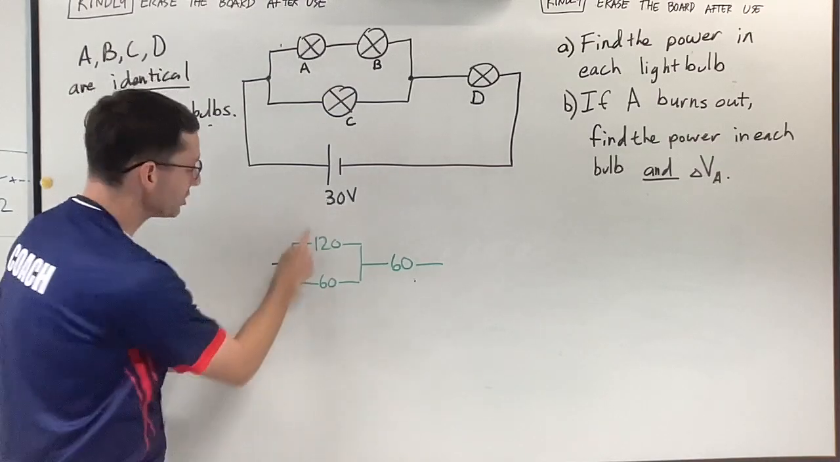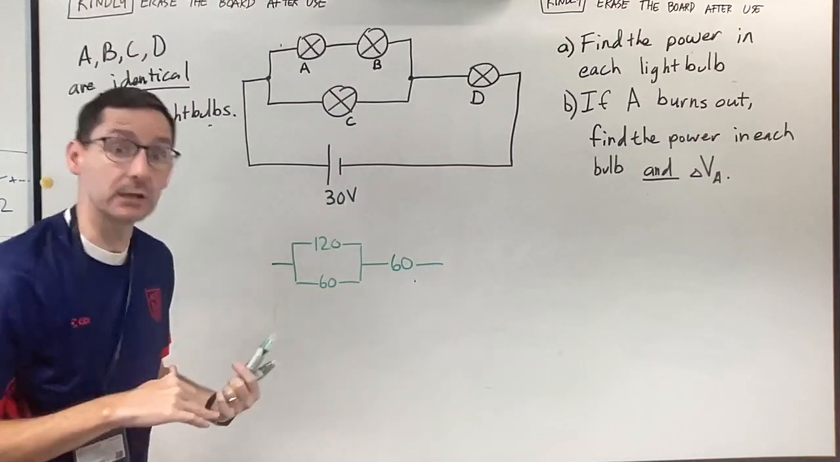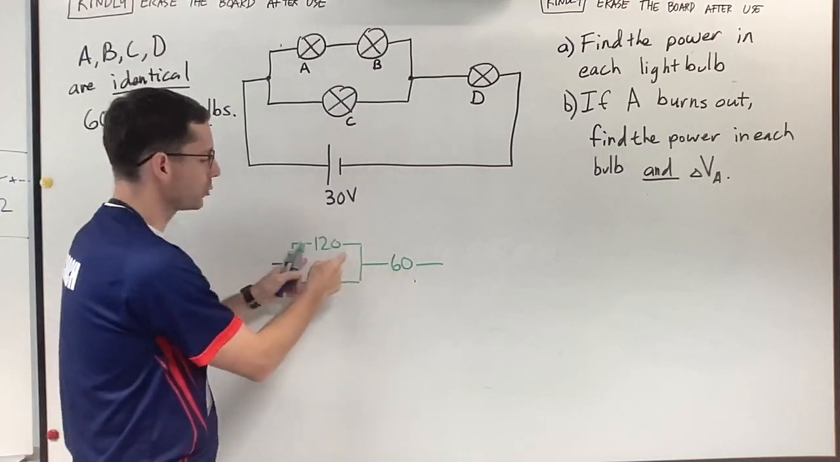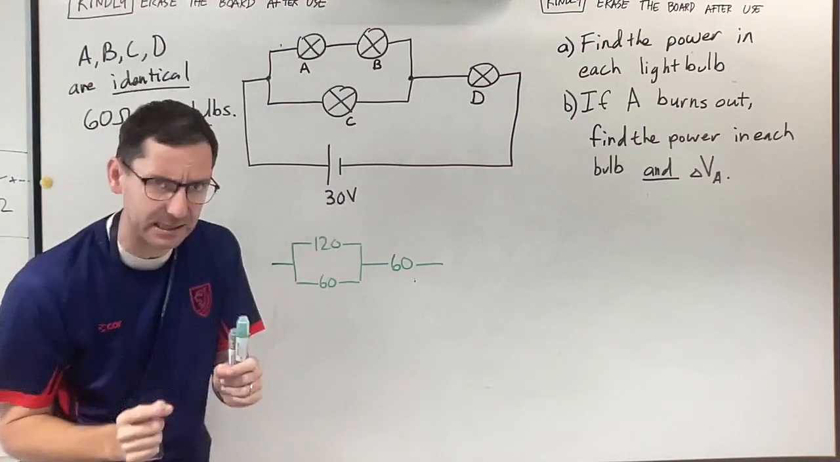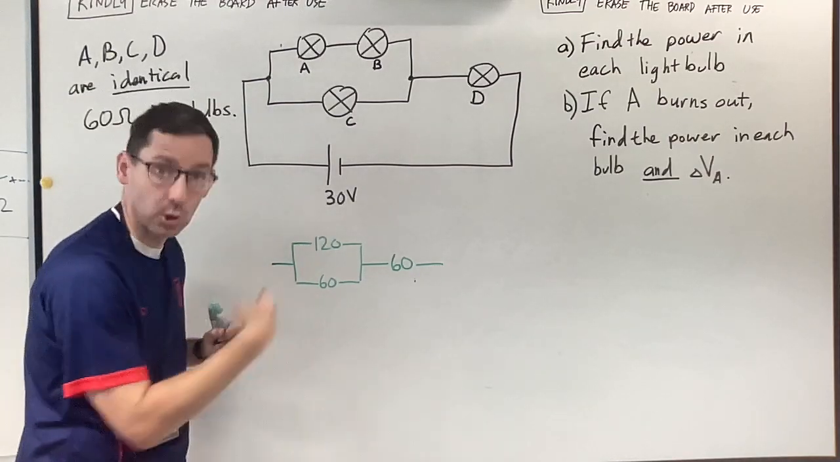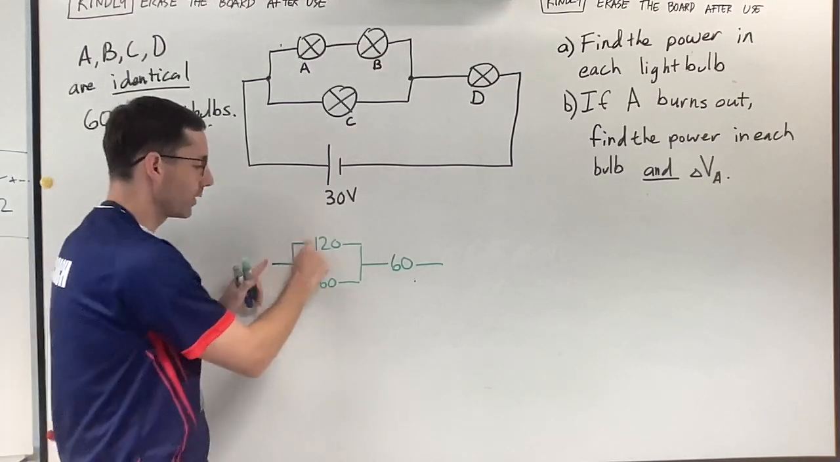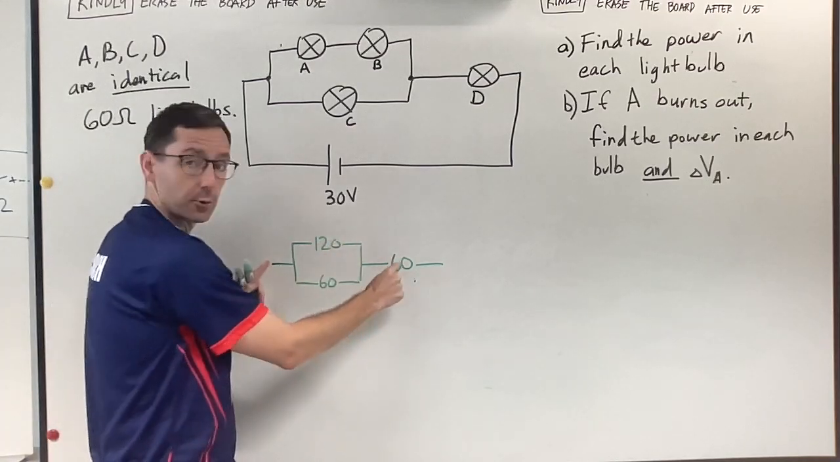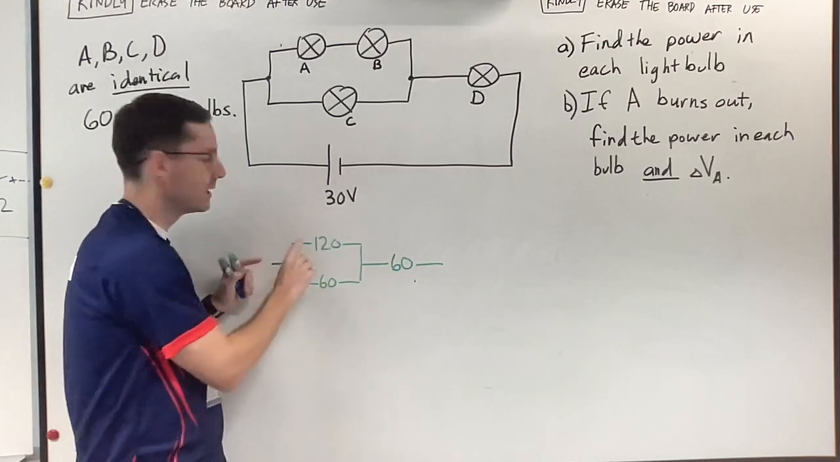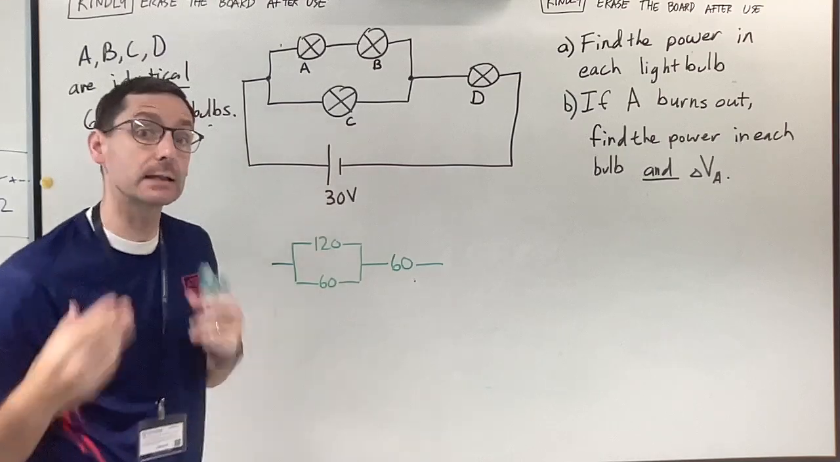Now, these two, the 120 and the 60, are in parallel, and so I need to add those together. I can't add these together as series yet because 120 and 60 are not in series. They're only in series if all the current going through one has to go through the next one. So the current going through 120 will go through 60, but not everything from 60 is coming from there. Some of it's coming from here. So 120 and 60 are not technically in series.